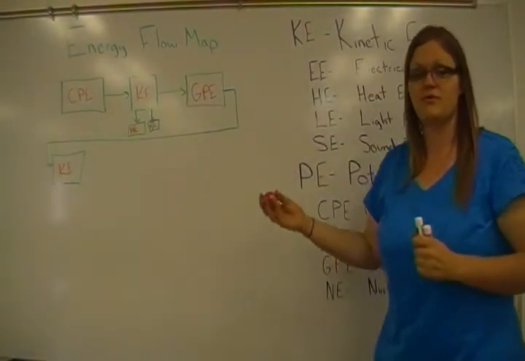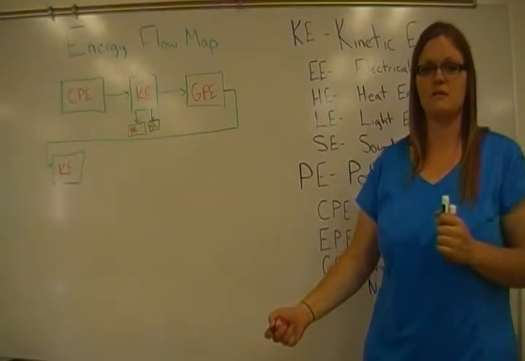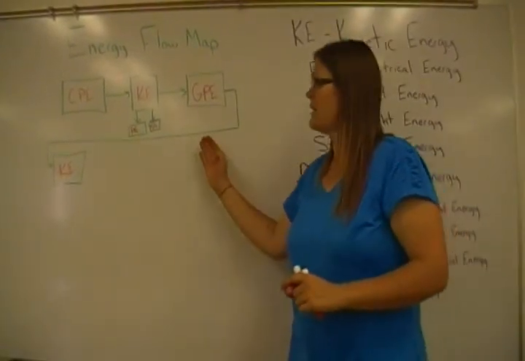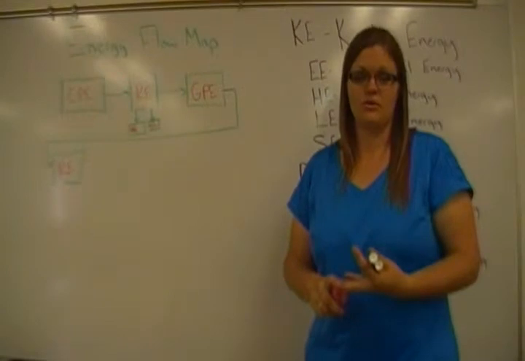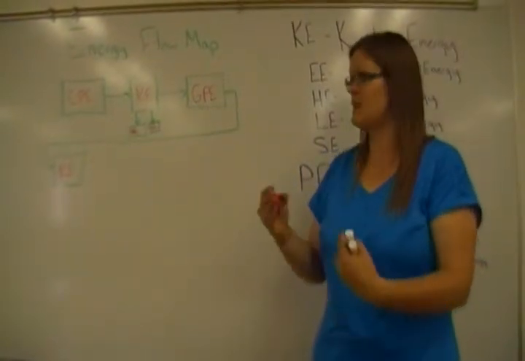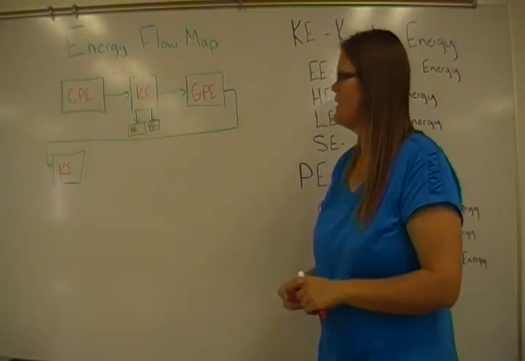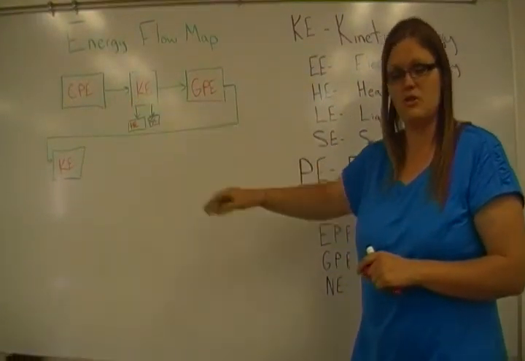Now, I could continue this flow map as the bouncy ball hits the ground and continues to bounce, but that could be one of your lab choices. I could also back up this flow map and include the light energy through photosynthesis that gave me the chemical potential energy for my food. So this is how you draw an energy flow map, and you should do that for your project.